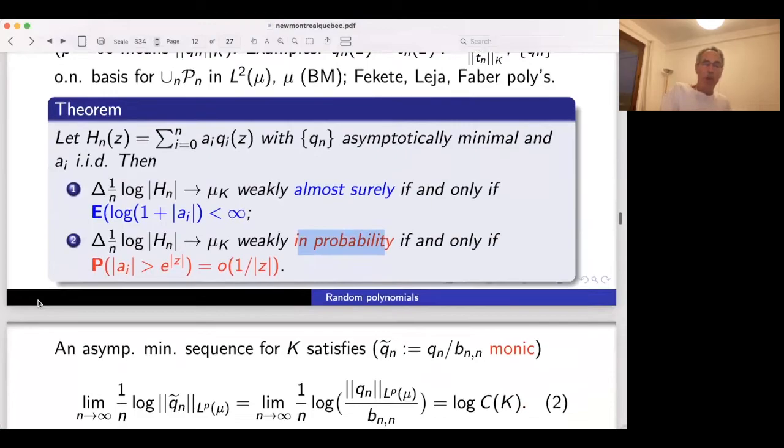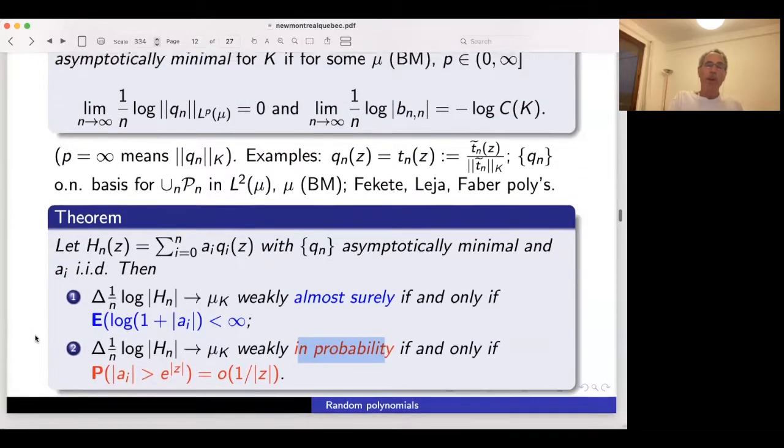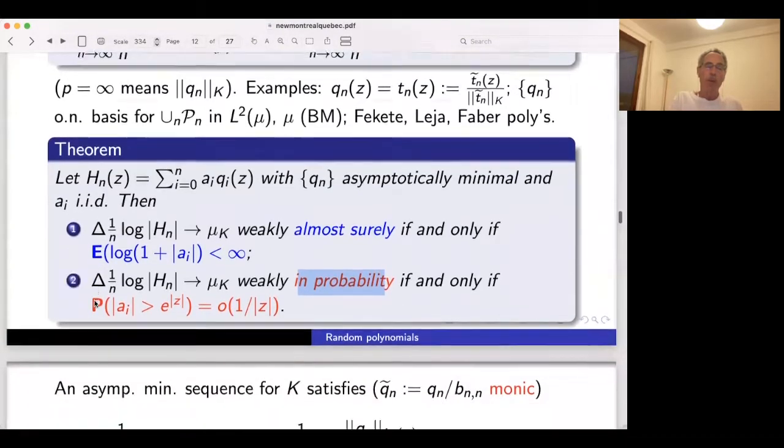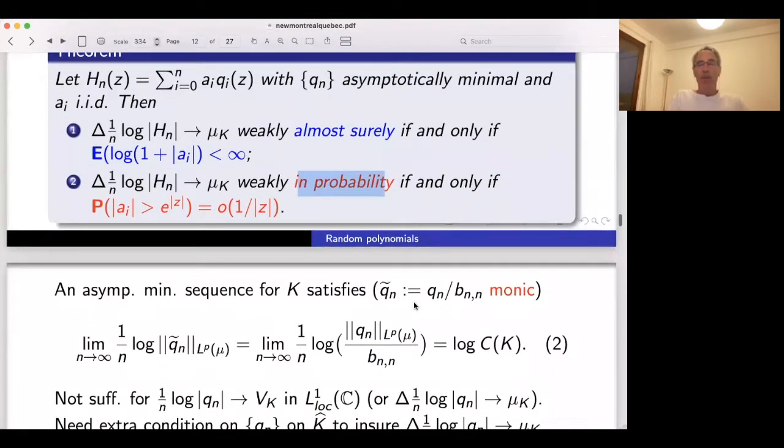Now, I'm just going to say a couple words about what Duncan did here, and then I'll jump to several variables. Note, if I put those two conditions of asymptotically minimal together, the condition on the norm and the condition on the leading coefficient, then that says that the monic guys, if you divide by the leading coefficients, the norms of the monic guys, when you take 1/n times the log, go to the log of the capacity.